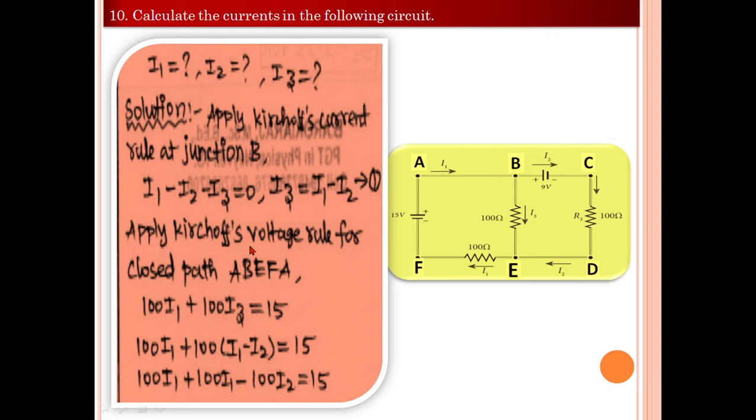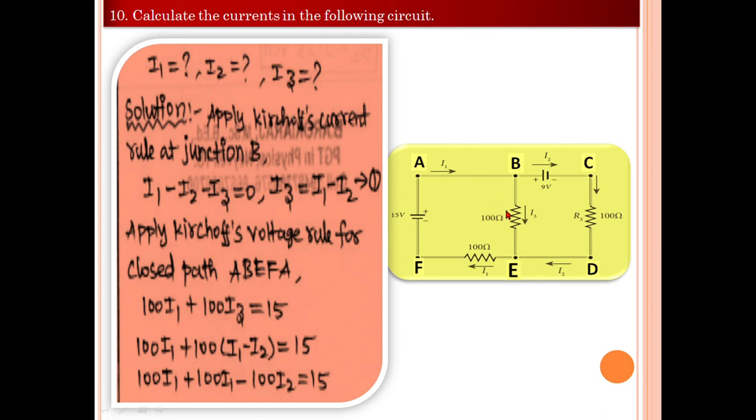Then the second law. Apply Kirchhoff's voltage rule for the closed path A, B, E, F, A. What is the statement of the second law? The voltage rule: the algebraic sum of the products of resistance and current is equal to the algebraic sum of the EMFs in the closed circuit. This is Kirchhoff's voltage law.